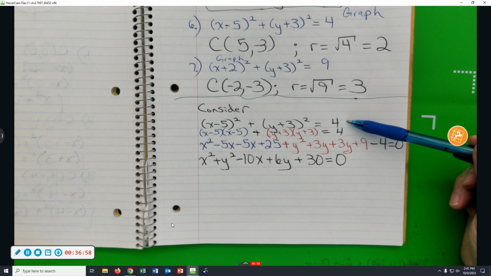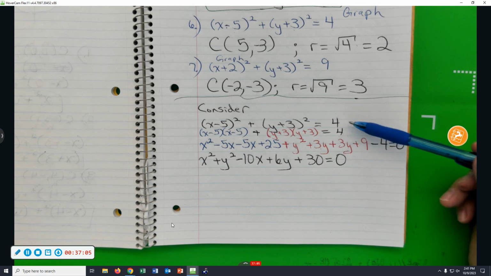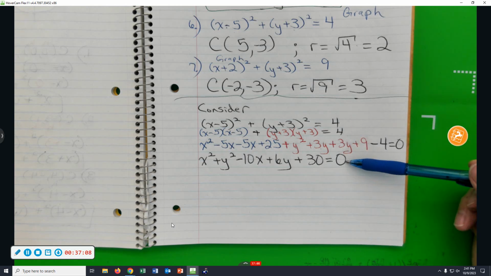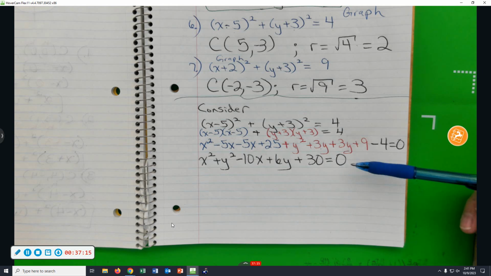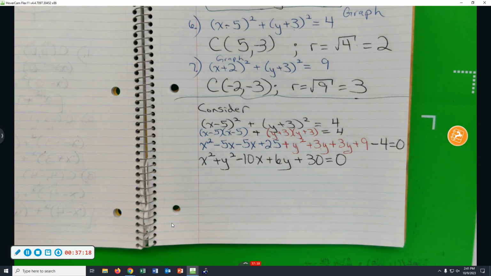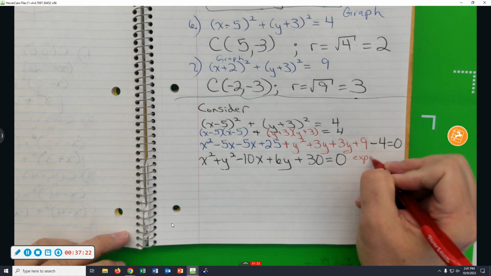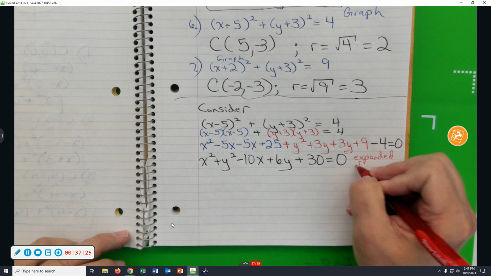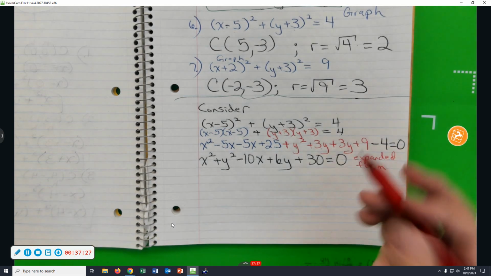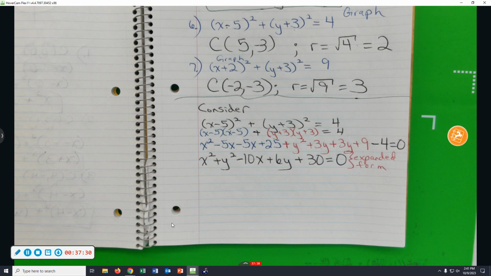Center radius form is by far the nicest form for the equation of a circle. If you go through center radius form and remove all of the parentheses, the form you get, some people call it general form, some people call it expanded form. I like to call it expanded form. There's really nothing nice about expanded form. There, the thing we got there is expanded form.